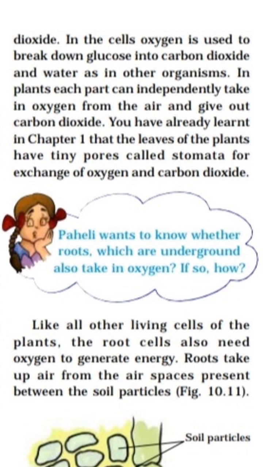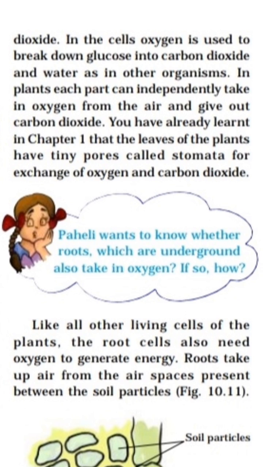In the cells, oxygen is used to break down glucose into carbon dioxide and water in other organisms. It is mentioned about organisms, not about plants. We take oxygen from the air and give out carbon dioxide. In the cells, oxygen is used for the breakdown of glucose into carbon dioxide and water in other organisms. In plants, what happens? In plants, each part can independently take oxygen from the air and give out carbon dioxide.